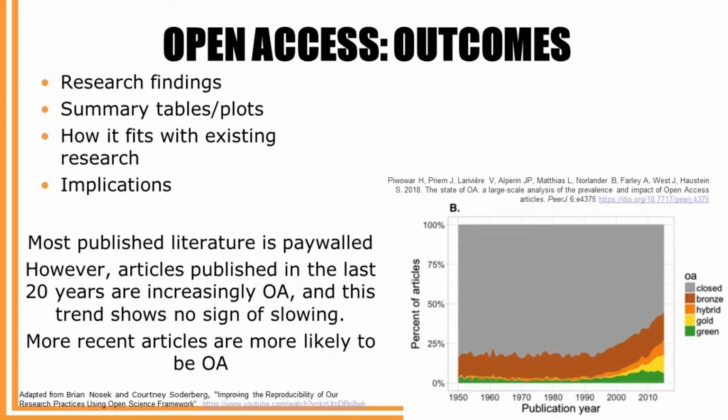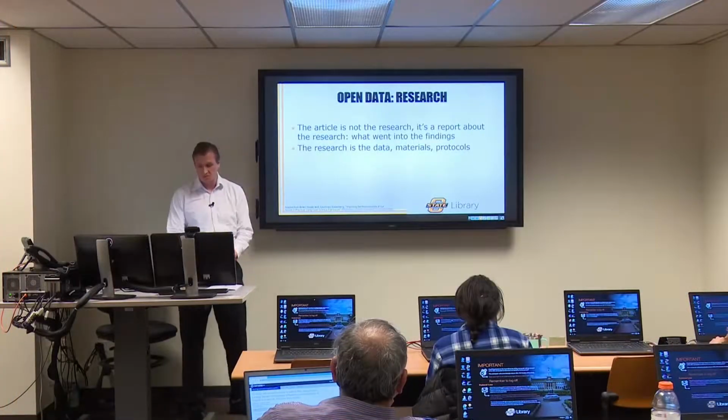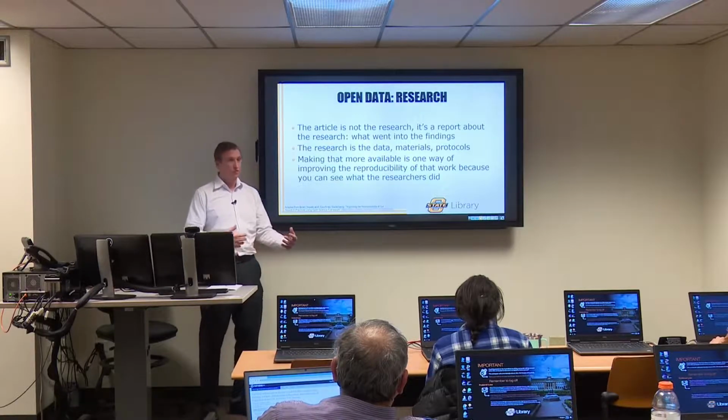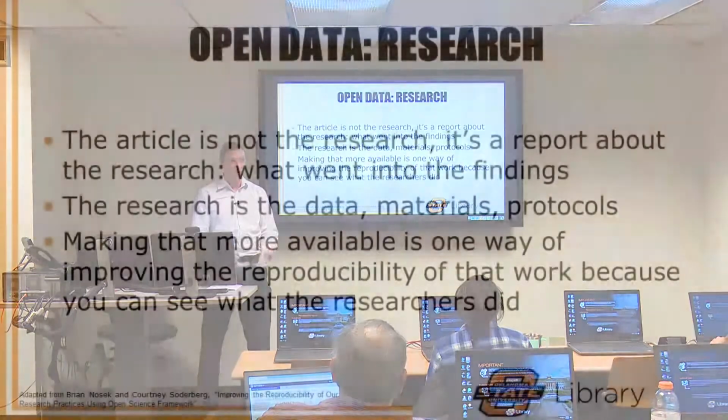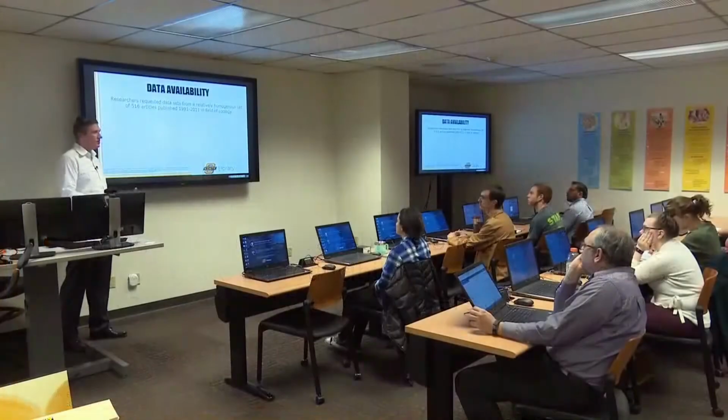But the article is not the research, right? It's a report about the research. It's what went into the research findings. The research is the data, the materials, and the protocols, and so on. And making that more available is one way of improving the reproducibility of the work because you can see what the researchers did.